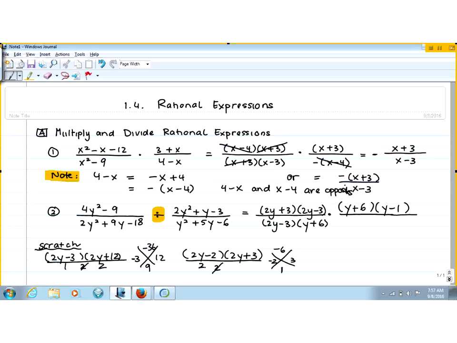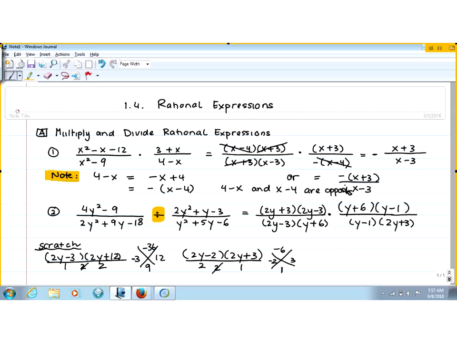How are we splitting up the 2? 2 times 1? Yes. So what's my answer? y minus 1 times 2y plus 3. Yes. All right. Are we okay so far? The AC method works? Yeah, the AC method's not that hard.